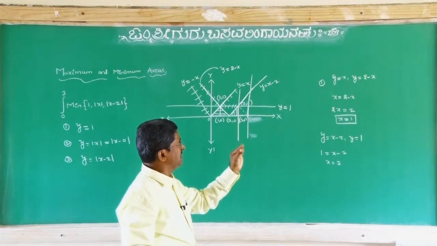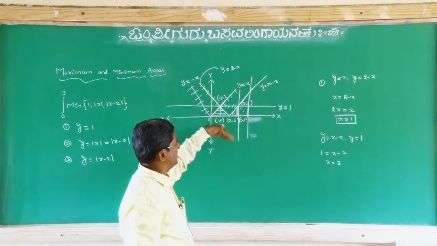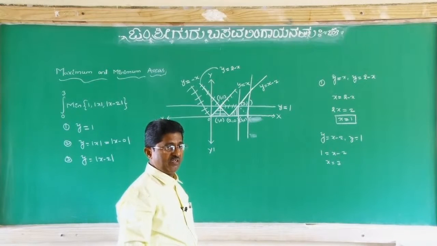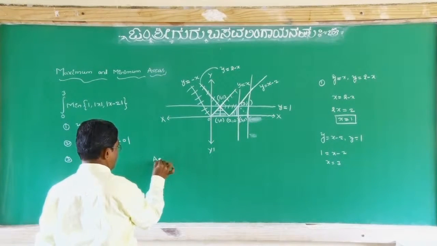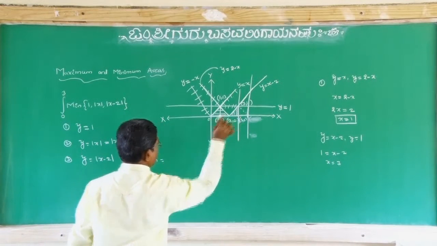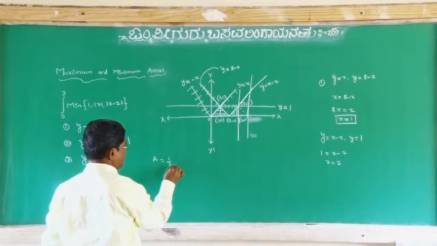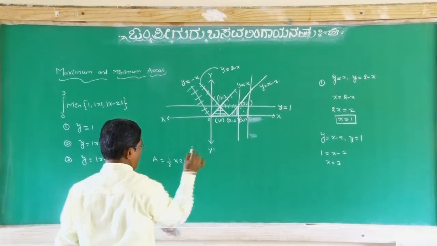We have to check which one is the maximum and which one is the minimum. Below the point of intersection, everything in the graph is minimum area. Now, first this triangle area, area A is equal to half into base, the total distance from the origin, which is 2 units, into height, because this height is equal to 1 unit.